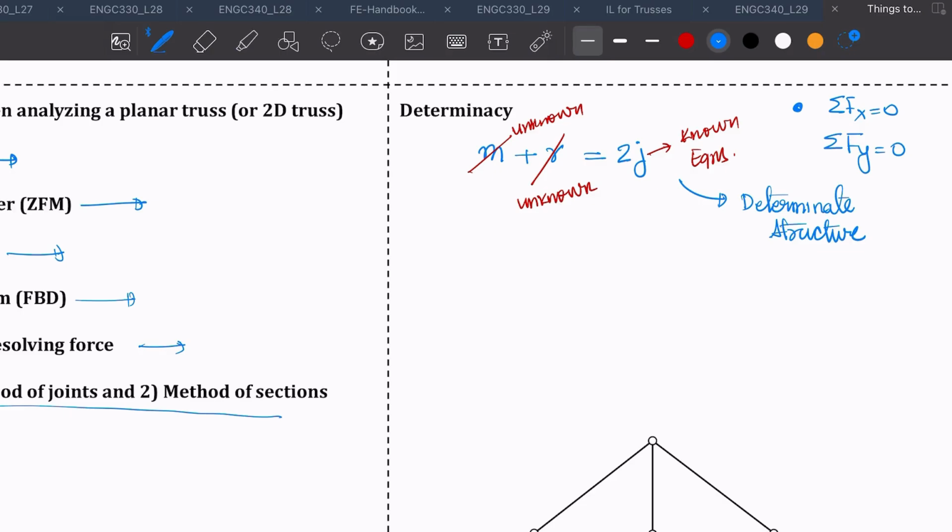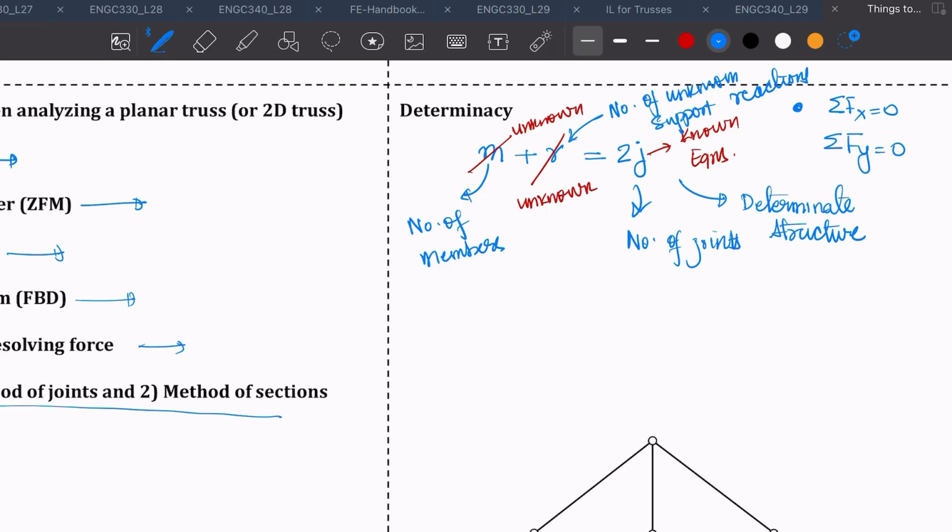So what are these? m is your number of members, and r is the number of unknown support reactions, and then j is the number of joints.